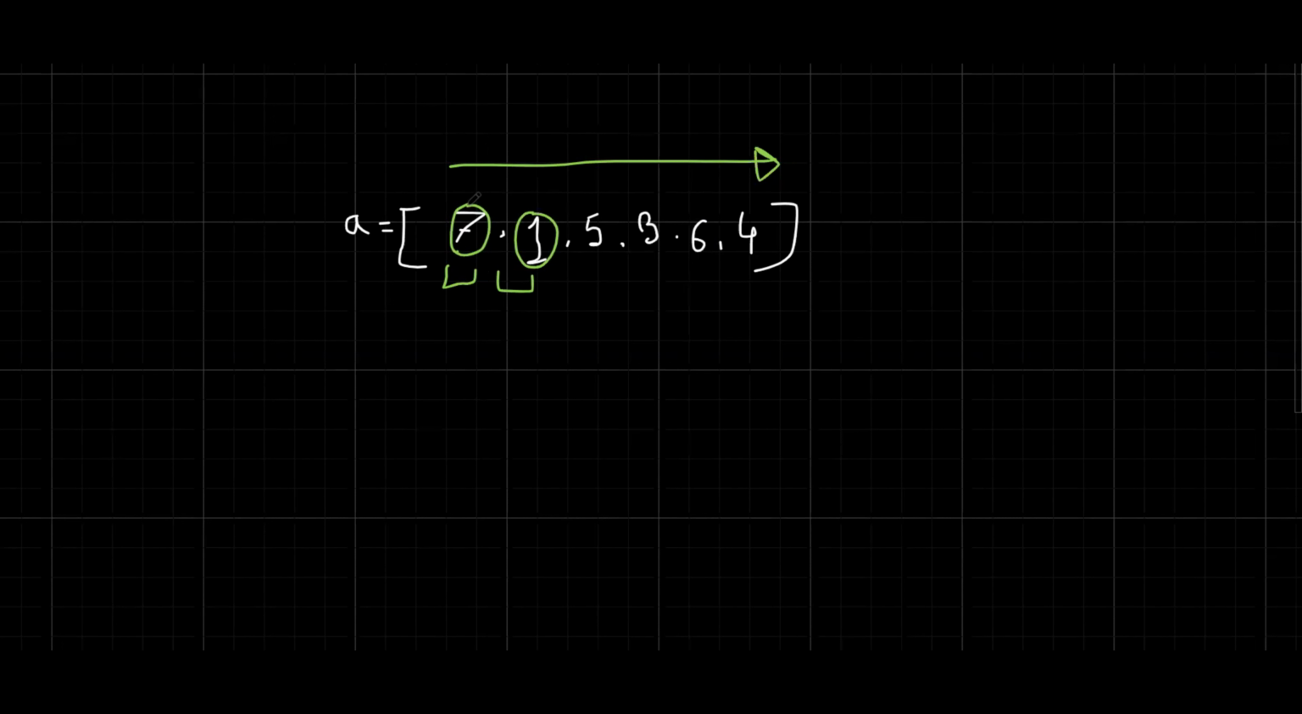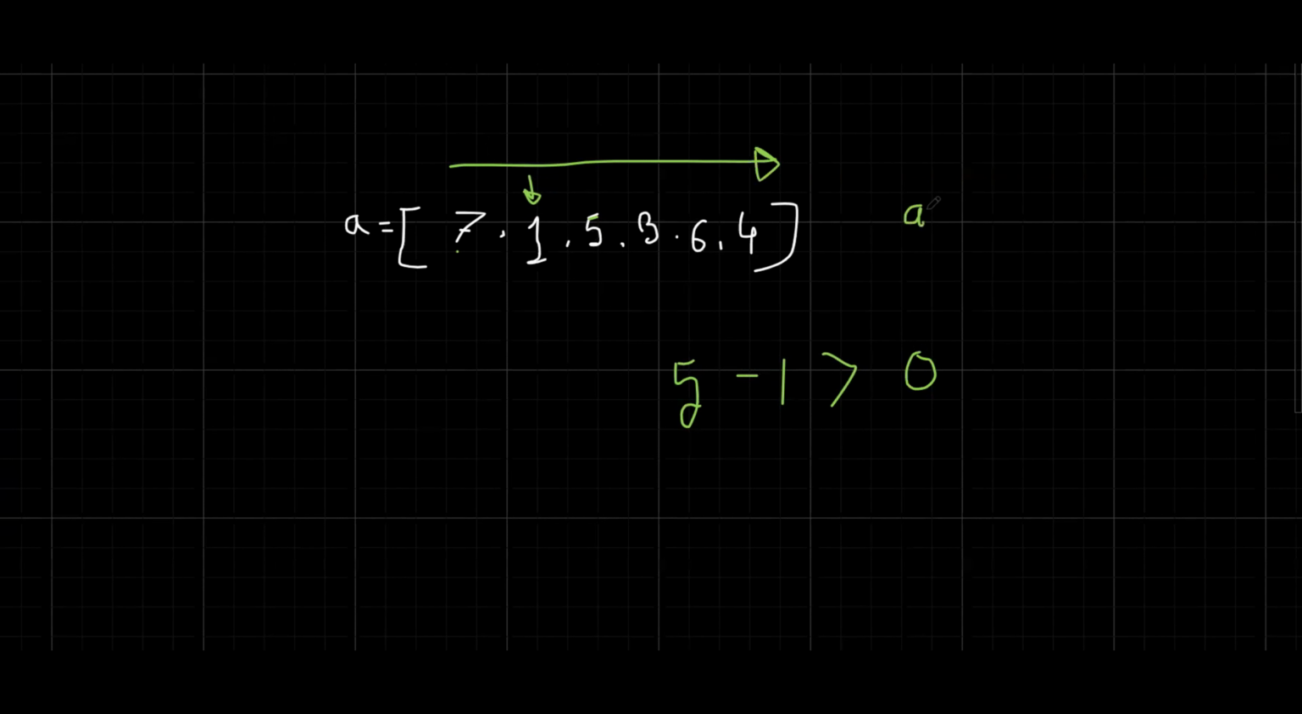If it is, then we have to update the answer. Suppose currently we are at this element 1. Now we have to check the difference with the next element, which is 5. So the difference of 5 minus 1 is greater than 0 or not. If it is, then we have to simply append the corresponding difference value to the answer.